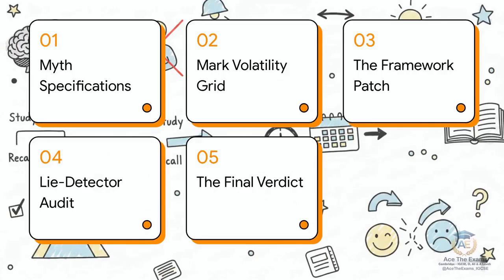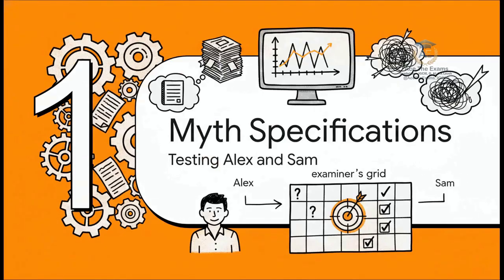So, here is today's diagnostic protocol to systematically dismantle all that terrible internet study advice. We're going to hit the myth specifications, run our subjects through the mark volatility grid, deploy our framework patch, run a quick viewer lie detector audit, and then wrap it up with the final verdict. Starting with Section 1, the myth specifications.